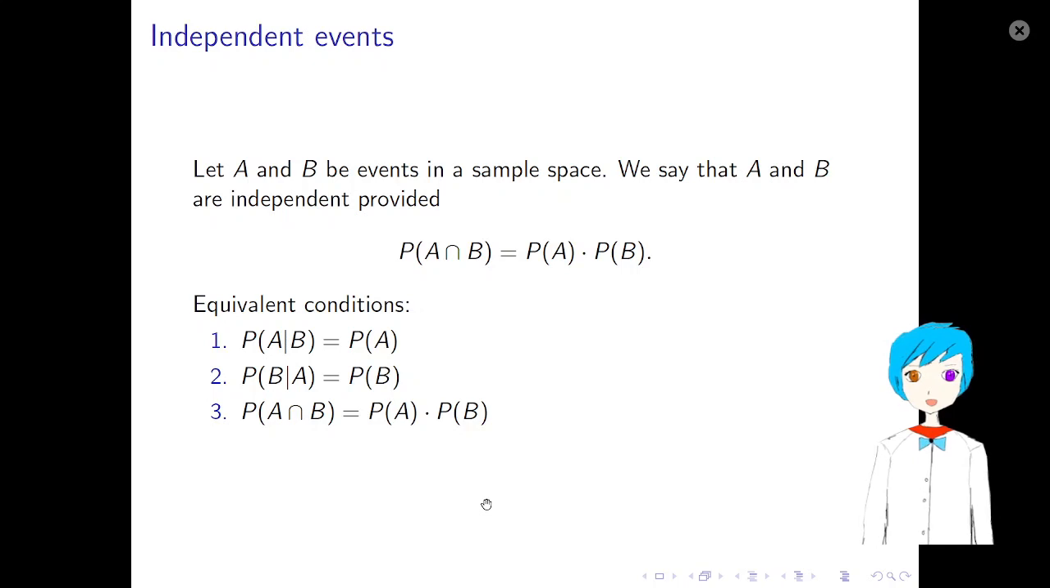We can define independent events given the conditional probability. Let A and B be events in a sample space. We say that A and B are independent provided that the probability of the intersection of A and B equals the probability of A times the probability of B.